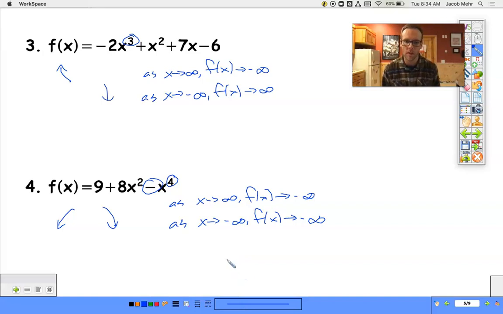Good? And again, if you need to graph these, go for it. But hopefully we're figuring out this pattern here: the degree, even or odd, and then if the leading coefficient's positive or negative. We had to be careful. Number 4, the leading coefficient is -1. It's just written out of order.